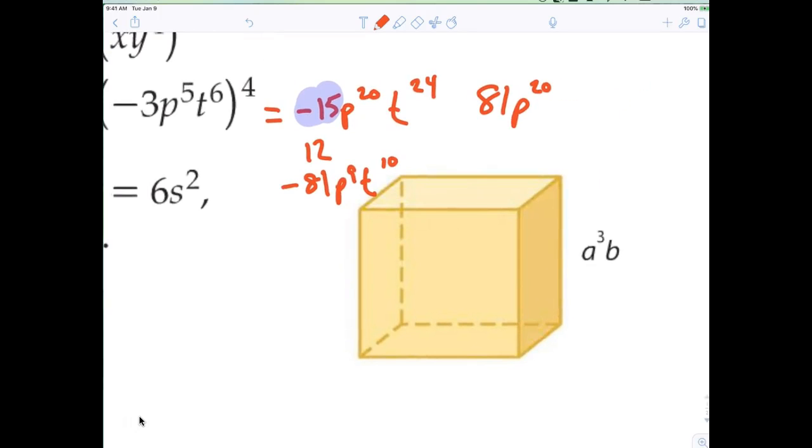I know what you mean. 9th power. What? 81 what? To the 20th power. And then t. Of course that's the correct answer.